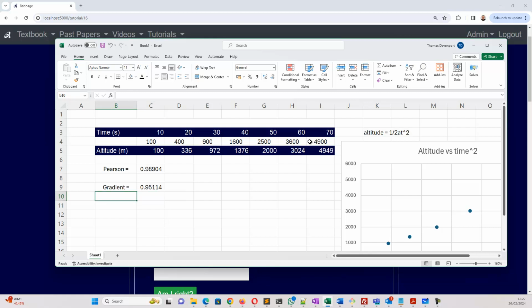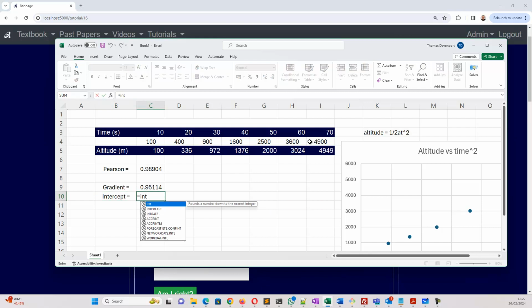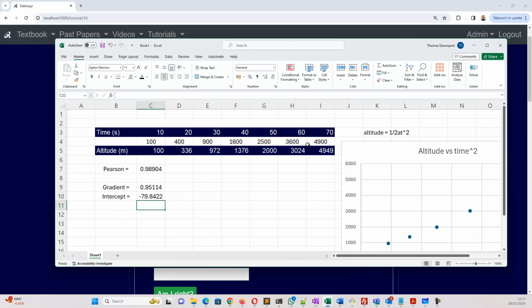To find the y-intercept, we use the function intercept. And as before, we give the known y's, followed by the known x's. And that's given us the intercept. So we've now got an equation for the line, which is 0.95x minus 79.8. So let's put that answer into Babbage.